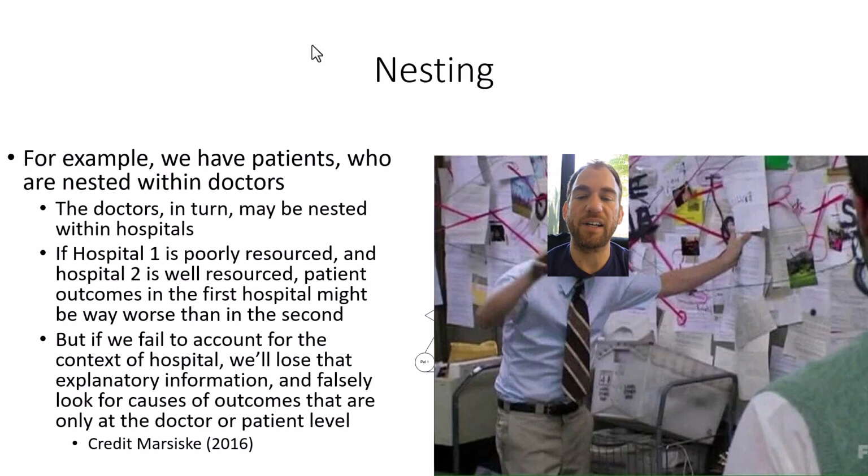Another good construct here statistically is this idea of nesting. We have patients who are nested within doctors.